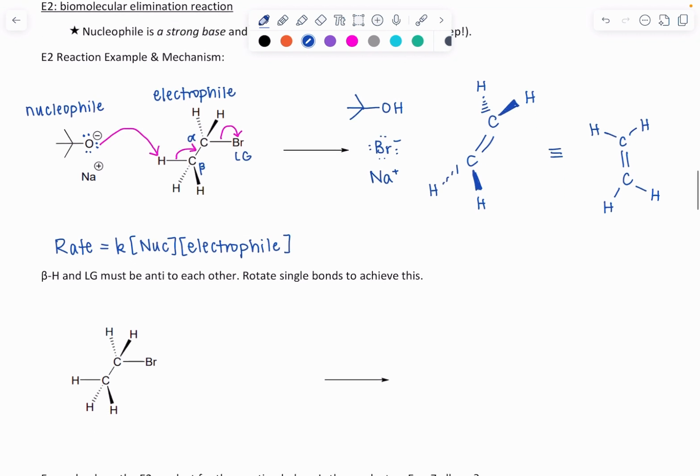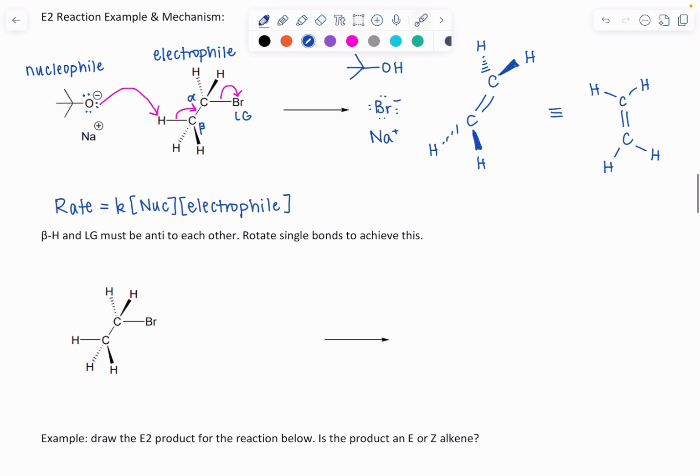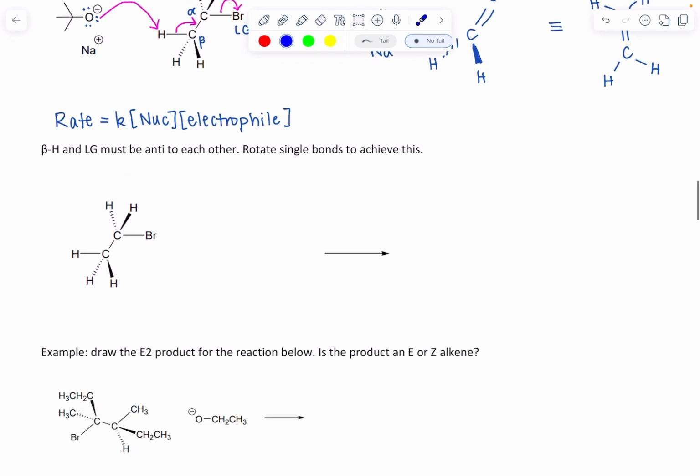Now, one thing that I pointed out and we'll talk more about is that the beta hydrogen and leaving group have to be anti to each other. Sometimes rotating single bonds is required to achieve this anti-orientation. Now here they're already anti to each other, bromine and hydrogen there. And that would be the case regardless since there are three hydrogens here. But we'll see an example where we need to do a rotation, and we'll do that soon.